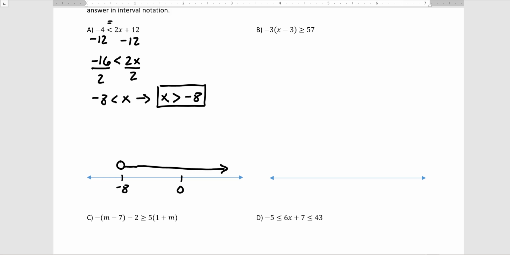Now let's do interval notation. So let's see, negative 8 is the smallest value it can be. It goes all the way to infinity, so that'll be the largest value it can be. Since we have an open circle, it's strictly greater than, we'll have a soft bracket on negative 8. And then infinity, of course, always has that soft bracket. There we go.